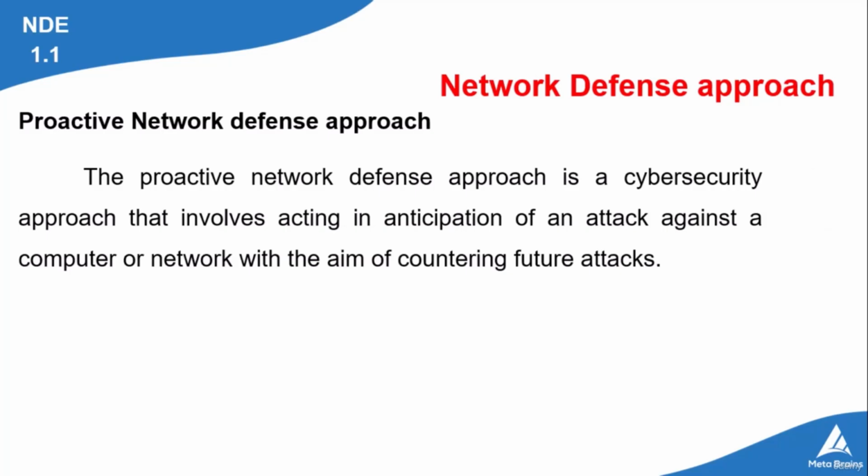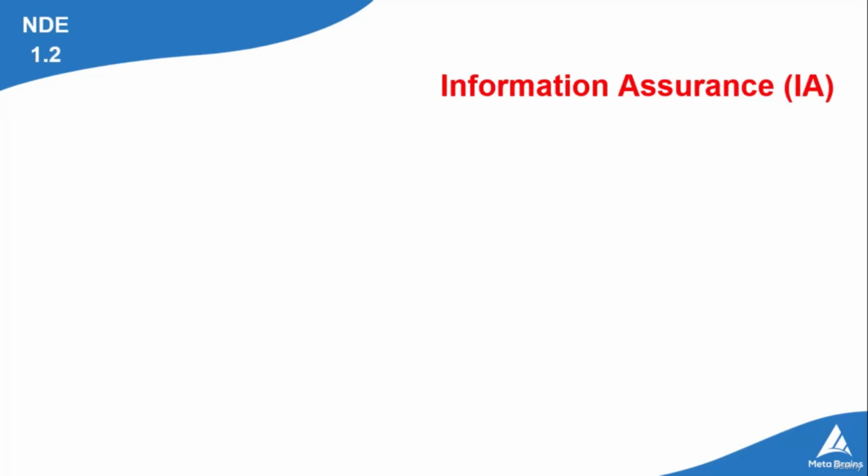Number 4, the proactive network defense approach is a cybersecurity approach that involves acting in anticipation of an attack against a computer or network with the aim of countering future attacks. Information assurance, IA. Information assurance, IA, refers to the steps involved in protecting information systems like computer systems and networks.